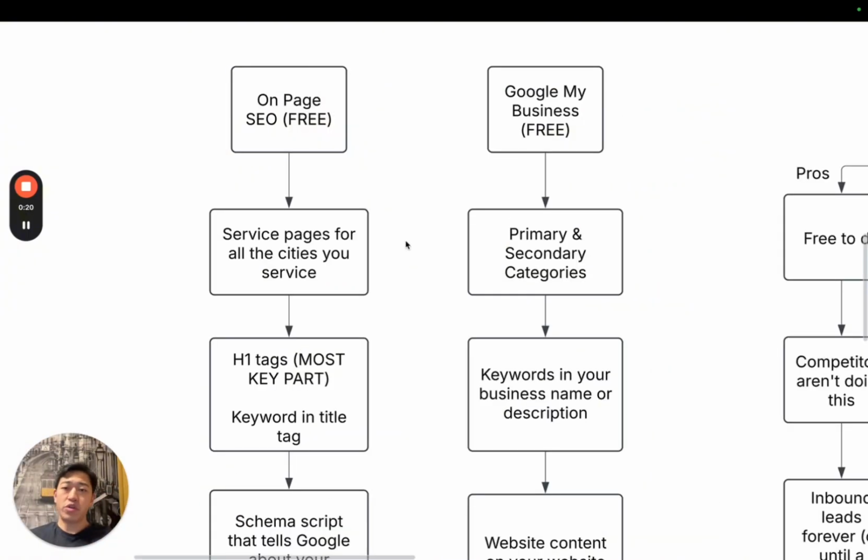There's really two ways that you can generate free leads off of Google. Number one is on-page SEO, and number two is Google My Business. If you're not familiar with these two, I'll just dive straight into what these two mean.